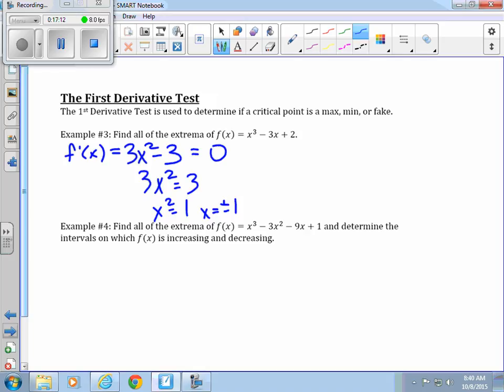So those are what are called my critical values. Now, if I actually wanted to find the critical points, I would have to find the y value. Those are just the x values of the critical points. So that means I have a possible max and possible min at x equals negative 1 and x equals 1. How am I going to know if it truly is a max or not?